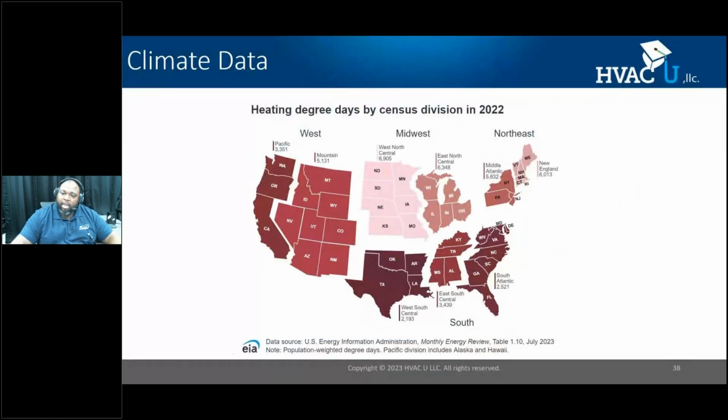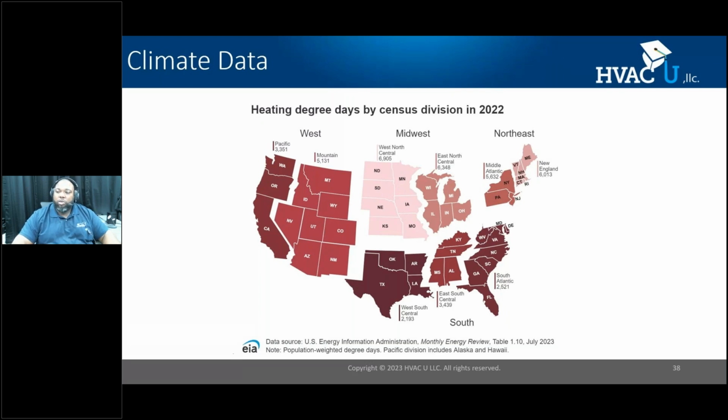Here's a picture of what heating degree days look like based on the climate. So here in Michigan, we're around 6,348, kind of this area here. As you see in Florida, the South Atlantic, they don't have as harsh winters as we do in Michigan, so their heating degree days are a little bit different.